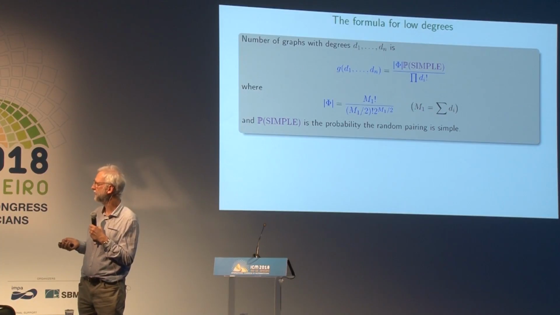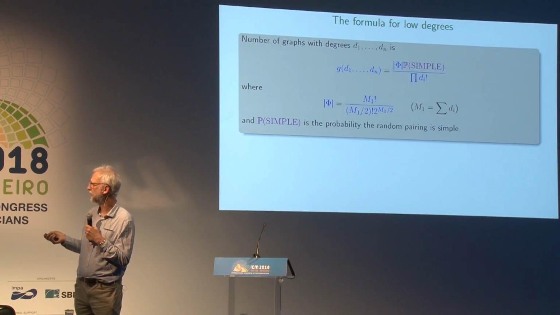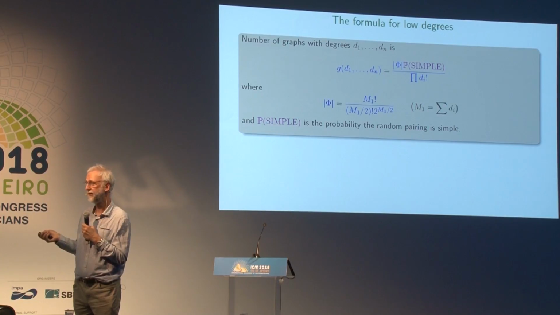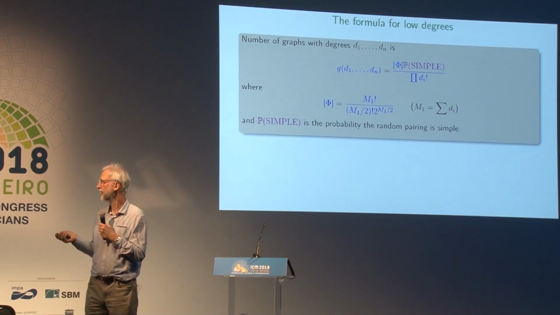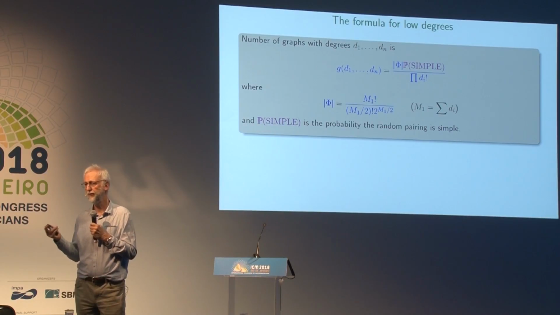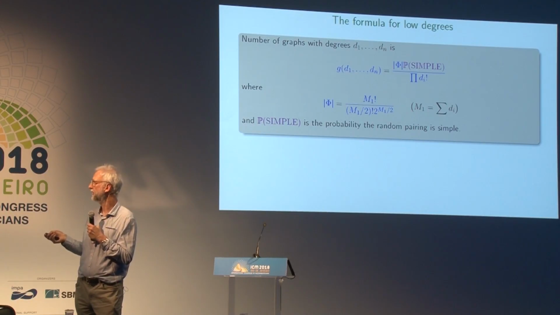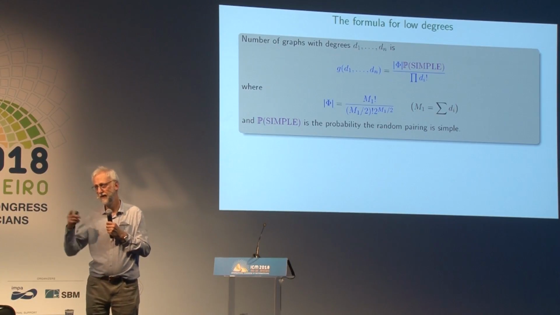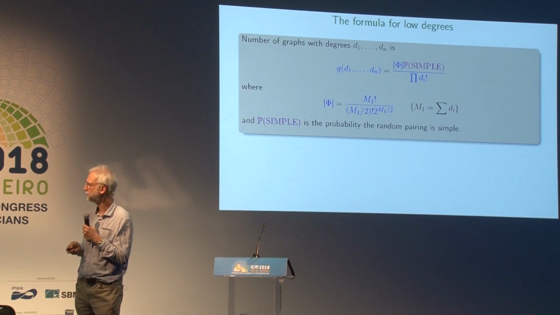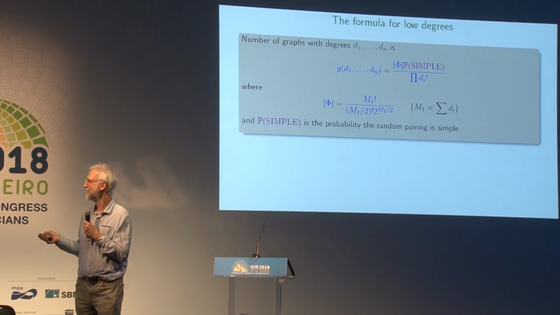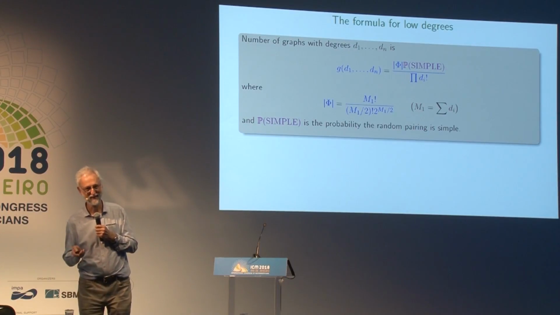It's not explicit yet. Phi is a set of pairings, so the formula is the number of ways you can pair up all the points, divided by the product of the d_i factorials. If d_i is the degree of vertex i, then this factor accounts for the number of pairings that correspond to each simple graph. And then what's left over is the probability of the event that when you do a random pairing, you don't get any loops or multiple edges. So for any degree sequence, this is an exact equation, and in a sense all we've got to do is find that probability, and then the problem's solved.